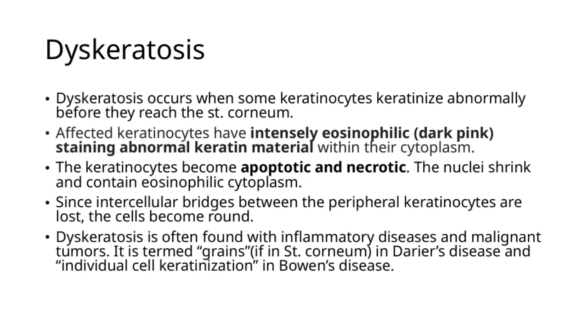Diskeratosis is quite common and is often associated with inflammatory diseases and malignant tumors. For example, in Darier's disease, diskeratosis appears as grains in the stratum corneum, whereas in Bowen's disease, it manifests as individual cell keratinization. Understanding diskeratosis is important because it highlights abnormal keratinocyte behavior that can be linked to various skin conditions and tumors. It's a sign of abnormal differentiation and is a crucial concept as we explore skin pathology overall.